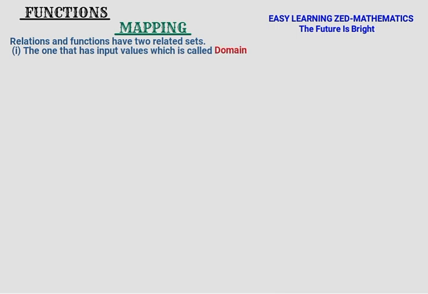The one that has input values is called domain. Then the other one which has output values is called range. So the output values are called range and the input values are called domain.